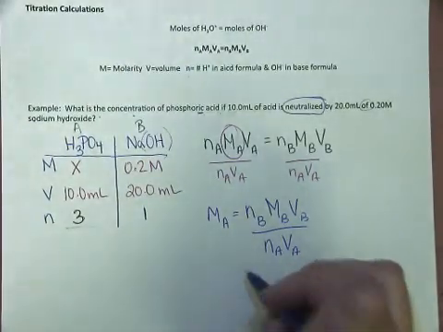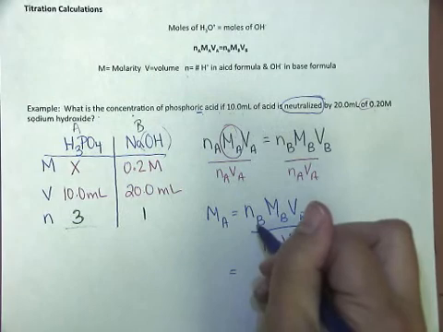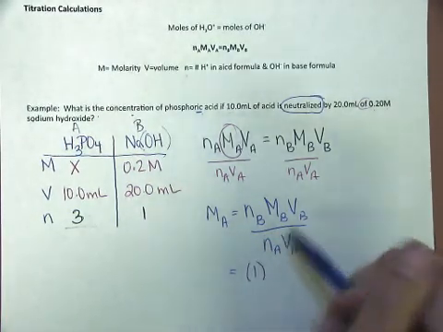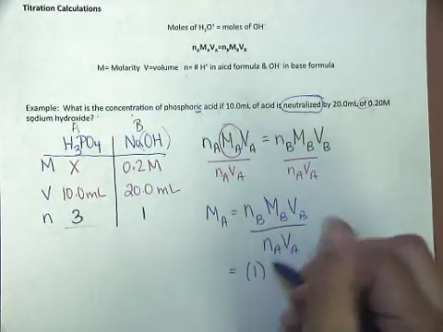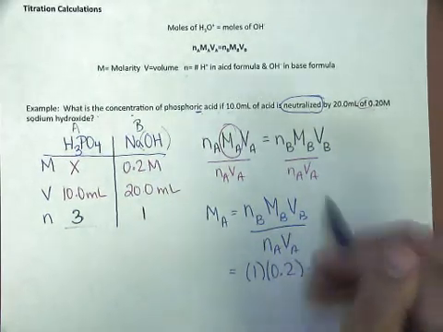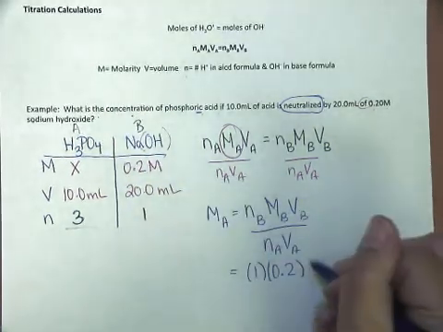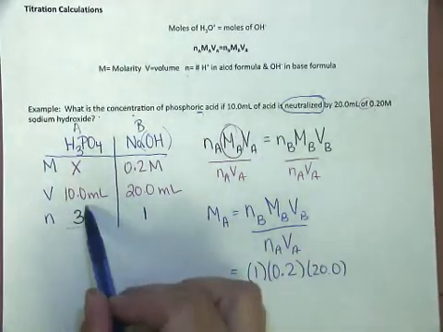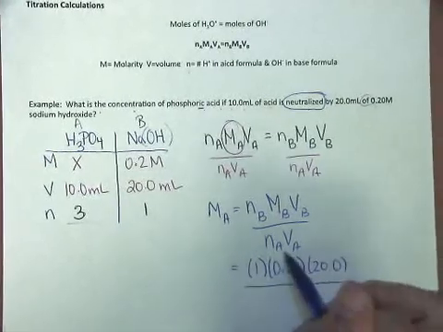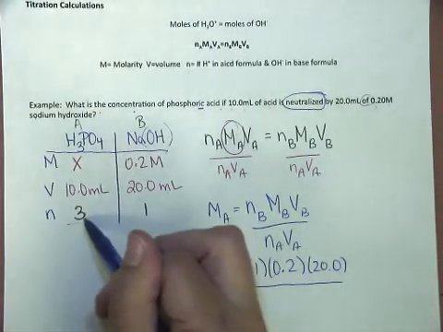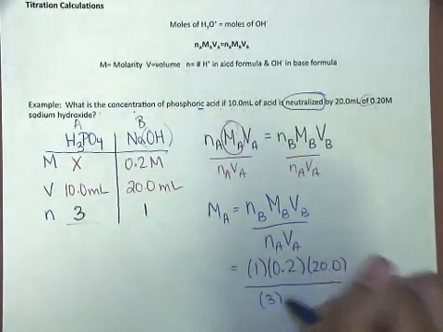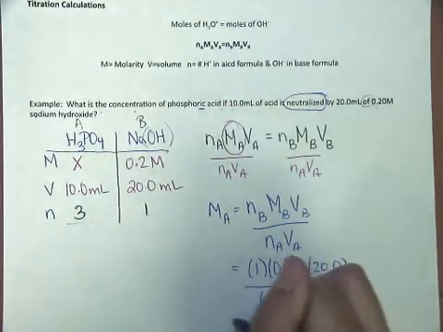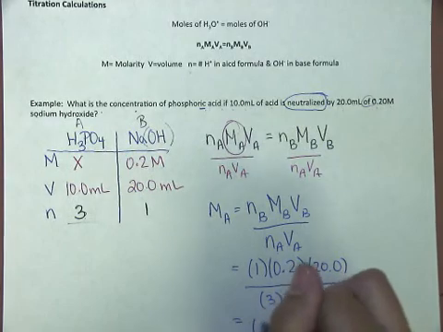So I'm going to plug in my values. The number of hydroxides in my base is 1. Concentration of my base is 0.2. Volume of my base is 20 milliliters, and we can leave these in milliliters because they're both the same. Divided by my number of hydrogens, which is 3, times the volume of my acid, which is 10. When we plug that in our calculator, we get 0.13.